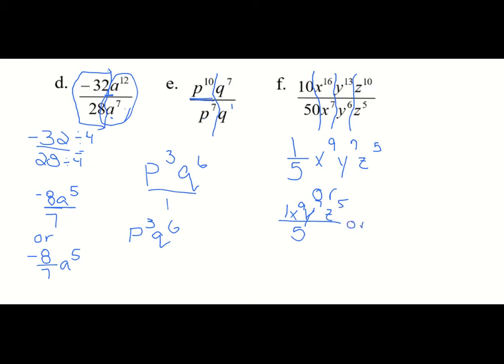Or because that's a 1 right there, we don't really need it. So the best way to write it, if you write it as a fraction, is going to be x to the 9th, y to the 7th, z to the 5th, all over 5. So again, 3 different ways to write it. All of them are acceptable, and all of them are correct.